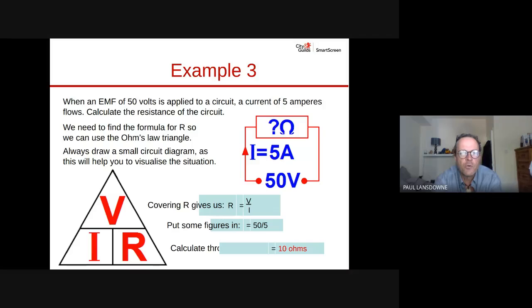So on our third example, we have an EMF of 50 volts applied to a circuit and a current of 5 amps flows. Calculate the resistance through the circuit. We need to find the formula for R. So once again, we cover up the R and we get V divided by I. So V is 50 volts divided by I, which we can see is 5 amps flowing, which gives us a resistance of 10 ohms.